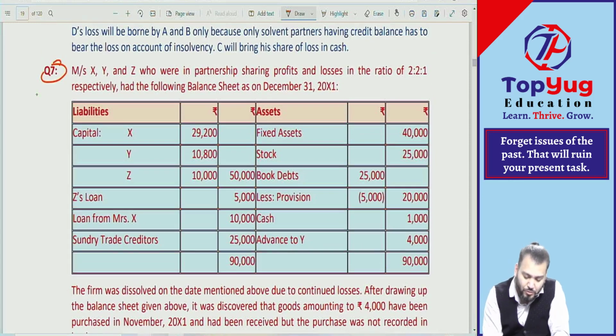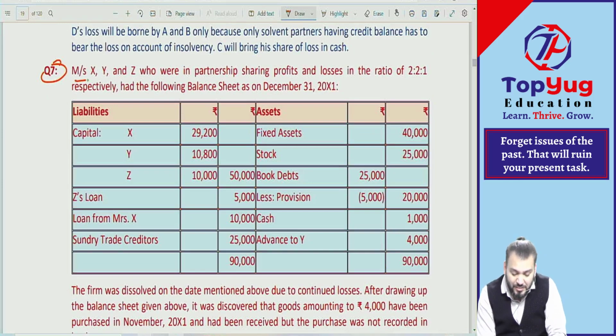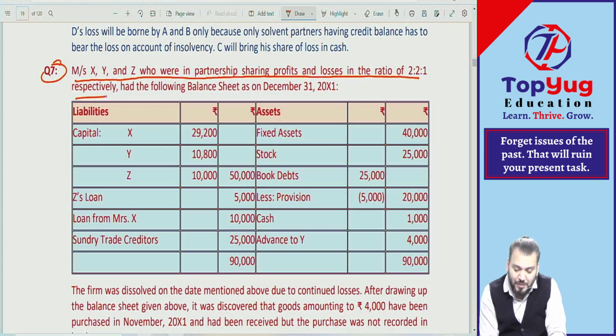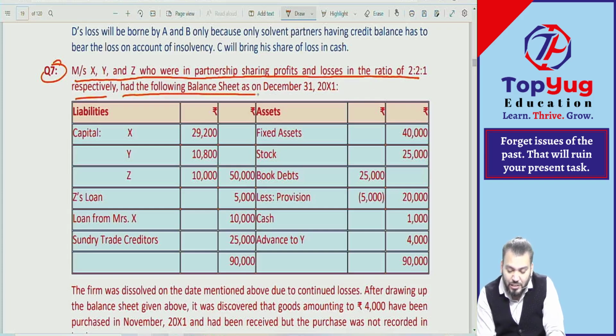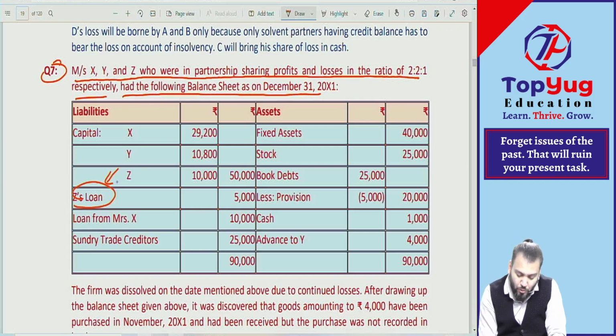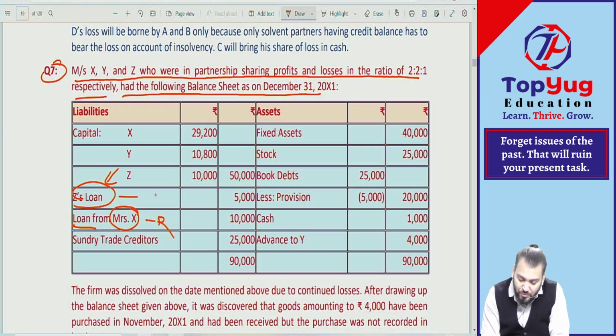Question 7. Good question. Messrs XYZ, who were in partnership sharing profit and losses in the ratio 2:2:1 respectively, had the following balance sheet as on this date. Capital of XYZ, and loan from Mrs. X, that is a loan of a partner. So this is an outside liability. This will be transferred to the realization account, but a separate account will be opened.